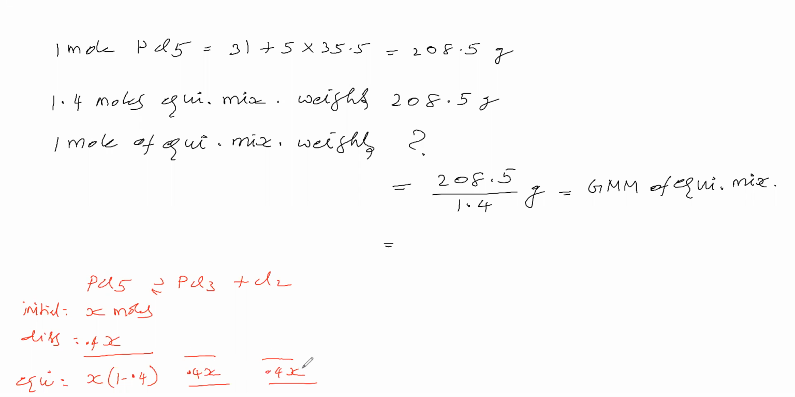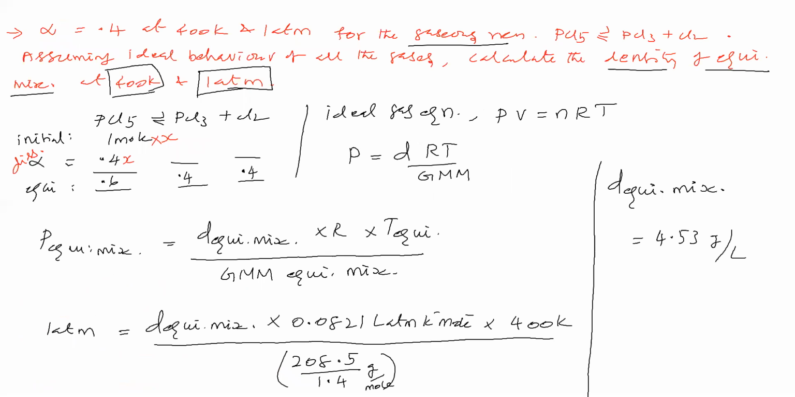Now, initially we have taken x moles of PCl5, so the initial mass is x times that of 1 mole. Multiply this with x, and this also with x, and then the x cancels. Therefore, 1 mole of equilibrium mixture is again 208.5 by 1.4. So the gram molecular mass of the equilibrium mixture has no change, and therefore the density of the equilibrium mixture also has no change.